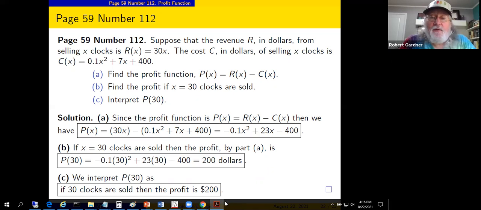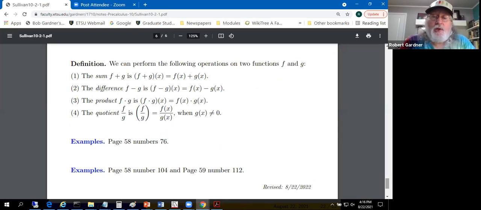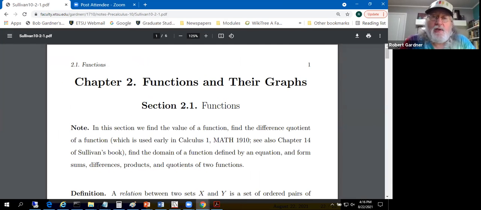And that's it for this section. So we'll go back to the notes. And that's it for this section on introducing functions. We've seen profit functions, height functions, square root functions. It popped up. What we'll look at in the next section is graphing functions.